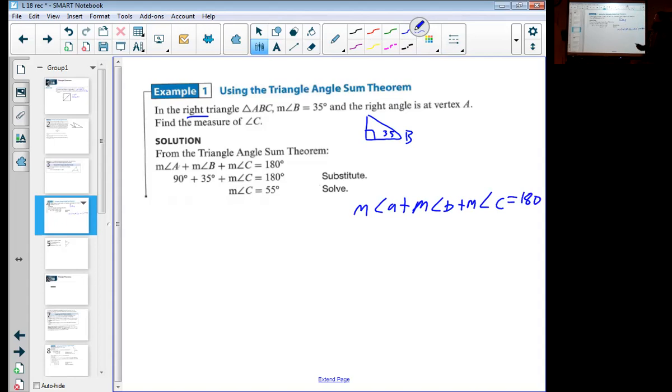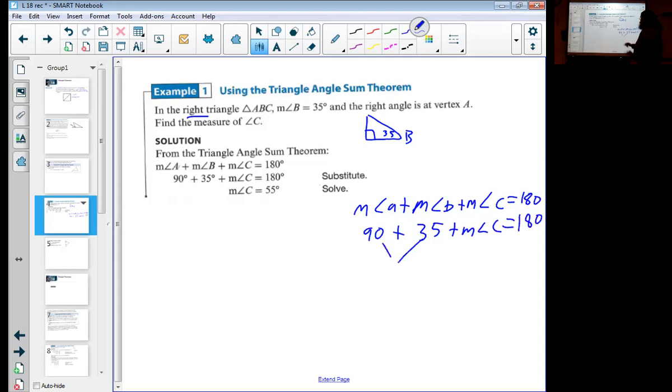We know that angle A is 90 degrees because a right angle is 90 degrees. So that is 90 degrees, using the substitution property of equality, plus the measure of angle B, which it says is 35. Once again, we're using the substitution property of equality. So that is 35. And then we do not know the measure of angle C yet, but we know that all three of them add together to make 180.